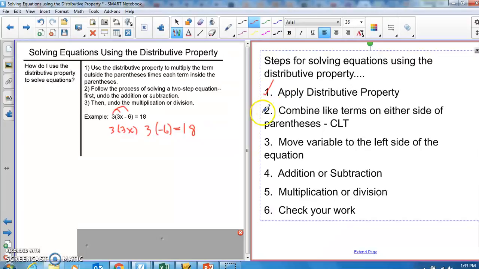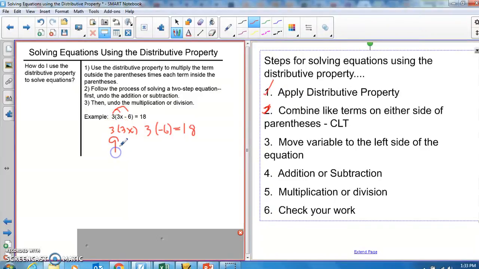All right, so I took care of the first step. Second step, I'm going to look at just the left side. I'm sorry. Let me backtrack. The distributive property, all I did was show it. Now I'm going to actually apply it. So 3 times 3x gives you 9x, so I apologize for that. 3 times that negative 6 gives you a negative 18, so I'm going to put minus 18. And then finish up the problem by putting equals 18. All right, now I can move on to the second step.